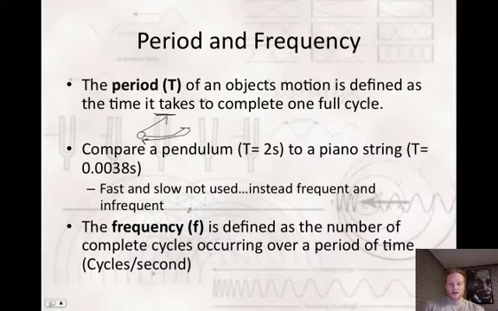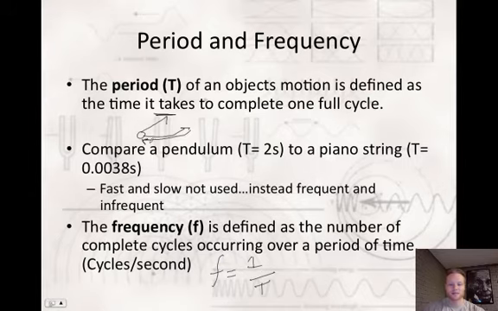The period is related to the frequency, and the frequency is basically the number of cycles occurring usually per second. All right? And frequency can be found, which a lot of times looks like this: frequency equals 1 over T, 1 over the period. Because what you're doing is you're actually finding out how many cycles happen per second.